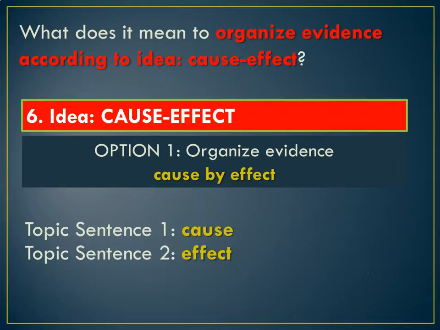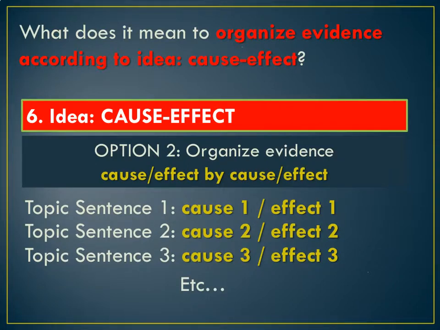One option is that you can organize cause by effect, so that in your first topic sentence you could talk about the cause, and then in the second topic sentence, you could talk about the effect. So you're going to talk about A in topic sentence 1 and body paragraph 1, and B, the effect, in topic sentence 2, body paragraph 2.